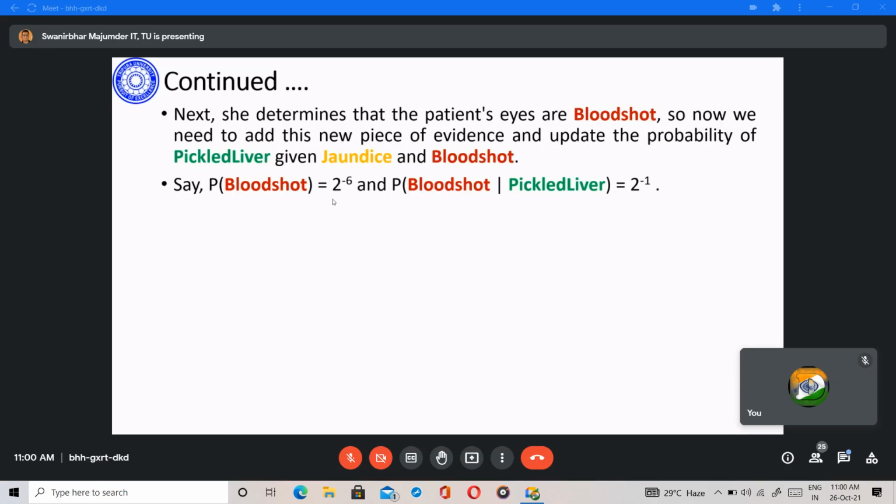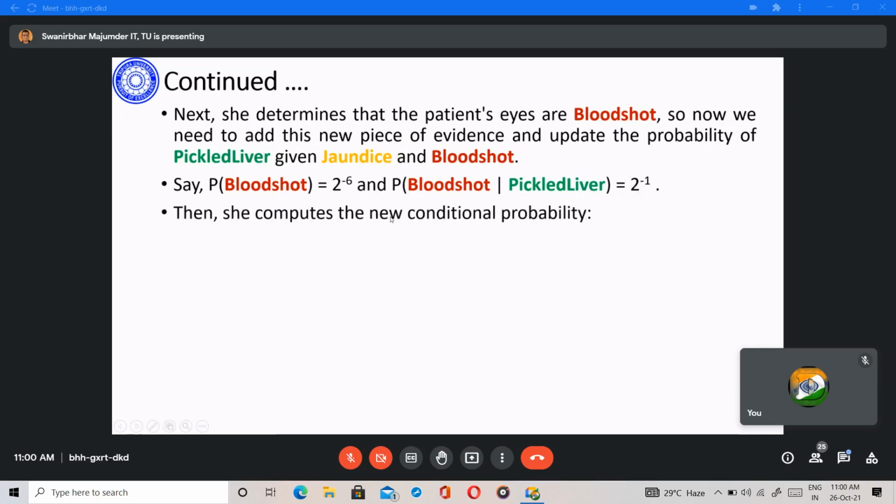जैसे 2 to the power minus 10 is for jaundice, 2 to the power minus 6 is for bloodshot. वो conjunctivitis के लिए भी आँख ये हो सकता है. कोई रात को नहीं सोएगा भी तो उसका हो सकता है. So now if I correlate with this, bloodshot given pickle liver is 2 to the power minus 1. So pickle liver होने से bloodshot होना मतलब 50% probability है. So it is 2 to the power minus 1.